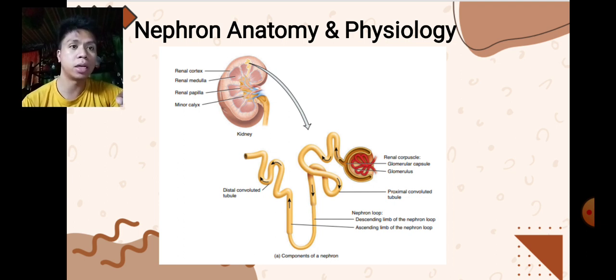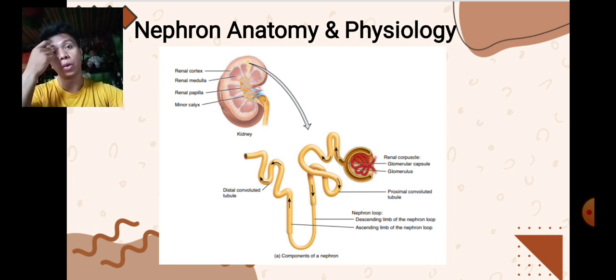It is there in the picture shown on the screen. Proximal denotes the nearest part of the tubule to the glomerular capsule, and distal means the part distant from the glomerular capsule. Convoluted means the tubule is tightly coiled, so it is not straight. These two can be found within the renal cortex.